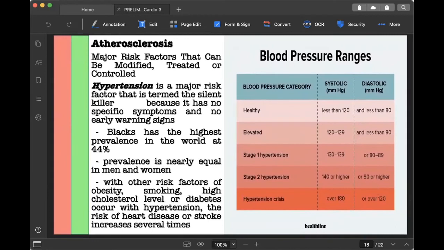Hypertension, of course, is a major risk factor and is termed the silent killer because it has no specific symptoms and early warning signs. Many people actually have high blood pressure, but they don't know it unless their blood pressure is being taken. It's because they cannot feel it, or it is asymptomatic, whether they are dizzy, or have a headache, or any other sign of high blood pressure. Okay.